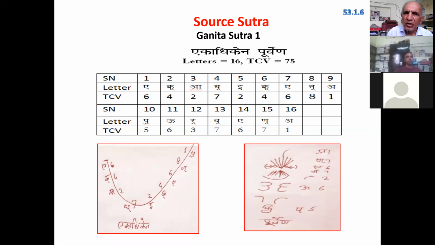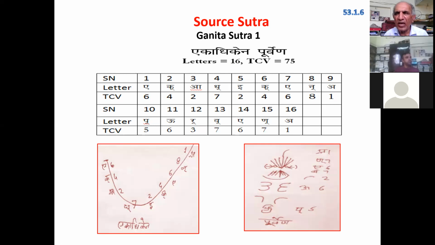Below, the Ekadhikain formulation, which is a composition of 9 letters and preserving the structural keys of Sutra 1 to 9, is being depicted. And on the right side is the depiction of another 7 letters of formulation Purvain, preserving the structural keys of Ganita Sutras 10 to 16.